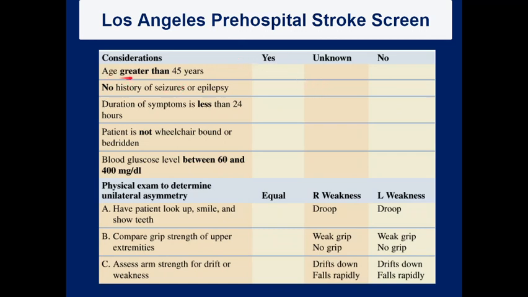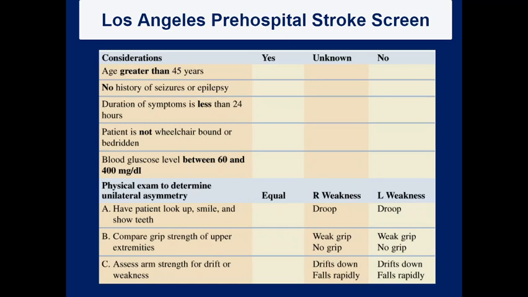Let me emphasize this a little further so you can understand that concept. This says age greater than 45 years. Now, technically in LAPS, if you are 44 and are having a stroke, you would be LAPS negative. You have to have yes to all of these. So this will miss people under 45 who are having a stroke, whereas Cincinnati may pick them up with FAST. That is what I mean by sensitive.